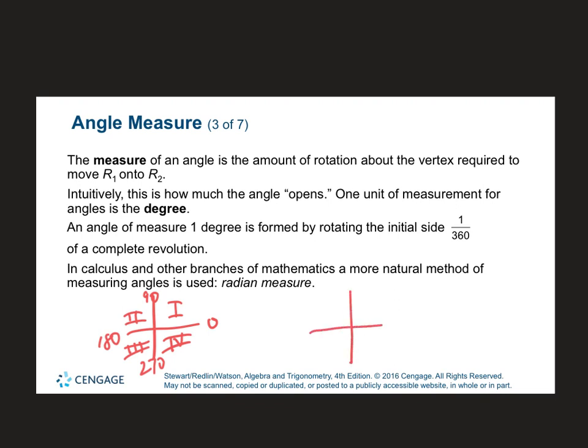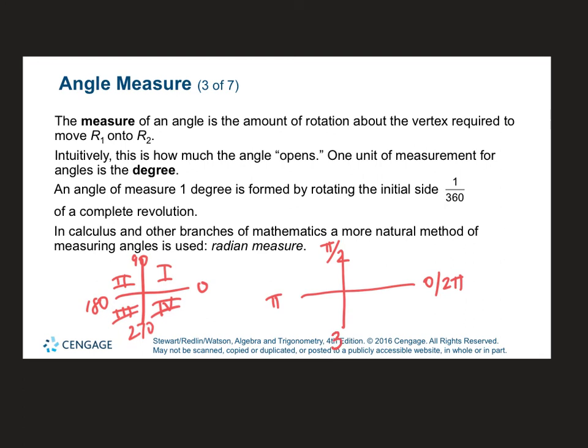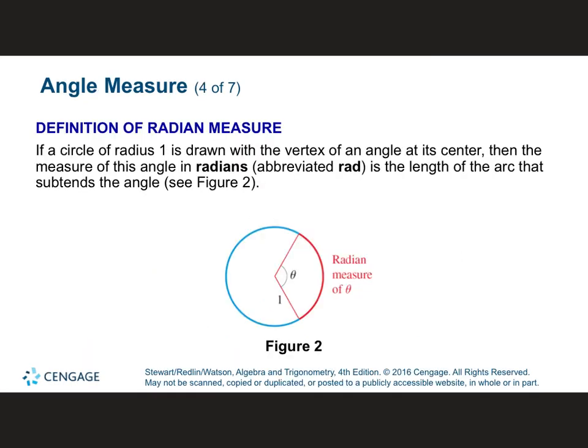If I'm talking about radians, this would be 0 or 2 pi. 1 circle is 2 pi. So up here, 90 would be pi over 2. 180 is the same as pi. And then 270 is the same as 3 pi over 2. That's going to be important that you guys are aware of that. So you want to maybe make a mental note about that.